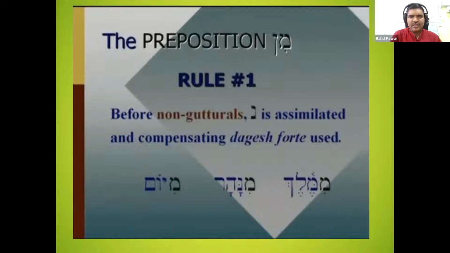And that main preposition, it is uniquely pointed because there are so many prepositions we saw, which is used independently. But this main preposition, although it is used with maqqef, is uniquely pointed.